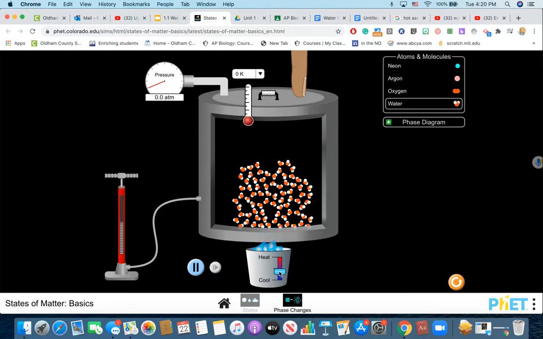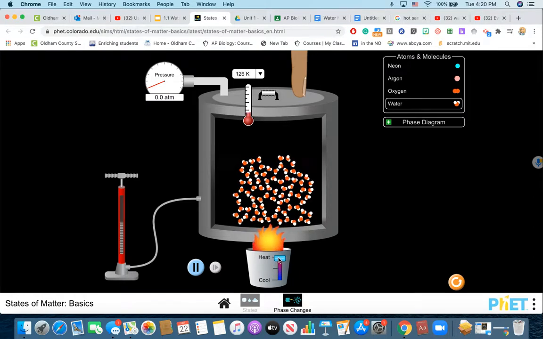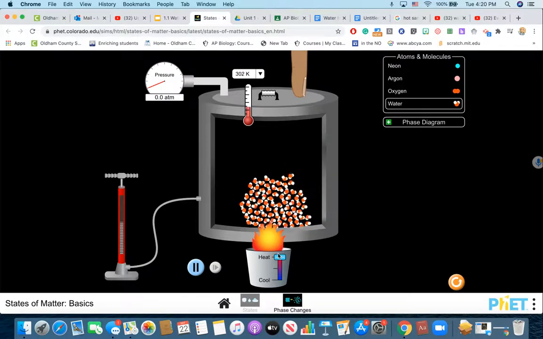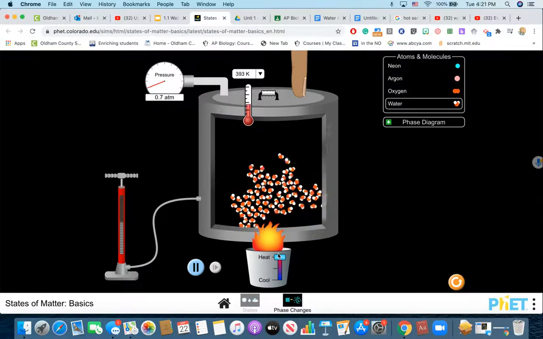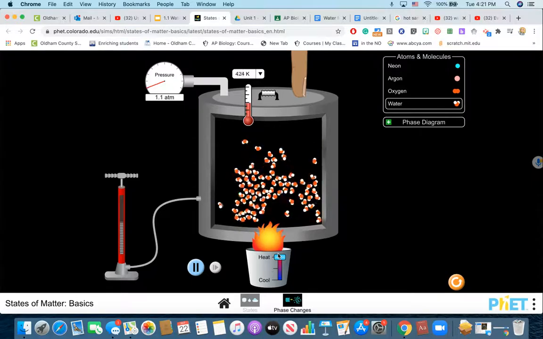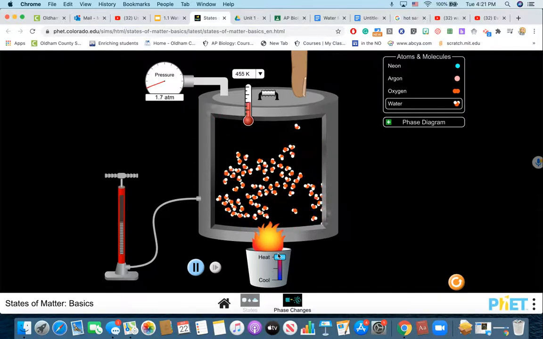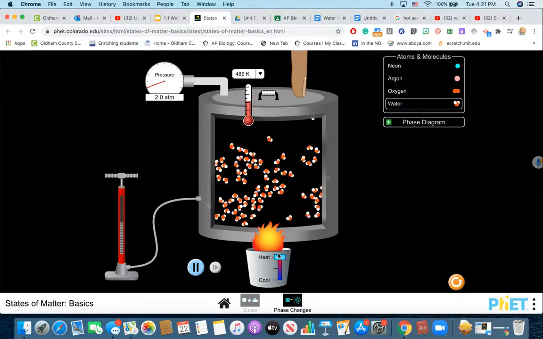Let's do the opposite. Let's heat them up. Now this is more relevant to our vaporization conversation. So we're going to apply heat. And we're going to keep applying heat. Notice all of that kinetic energy. The molecules are spinning and spinning and spinning. And finally, they get so hot that they break their hydrogen bonds and they start to float off.